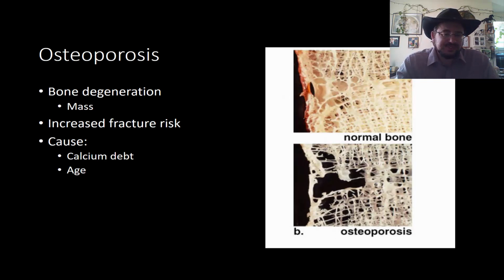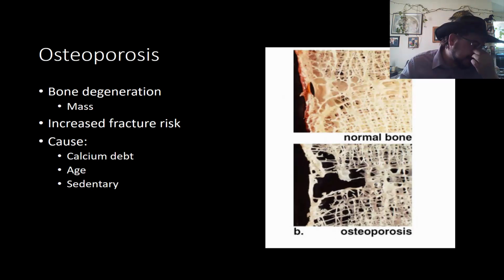As you age, osteoporosis tends to occur. It occurs to a much stronger degree in women. Not entirely sure why, but as you get older, you're more prone to osteoporosis. And an extremely sedentary lifestyle can lead to osteoporosis. Sedentary means sitting around doing nothing. And diet, of course, is sort of related to calcium debt.